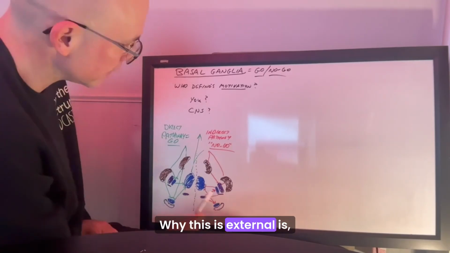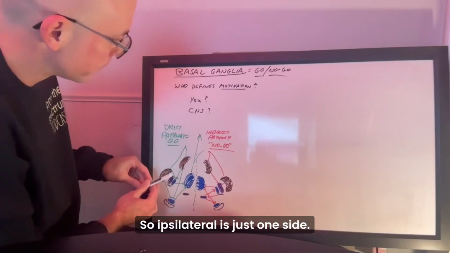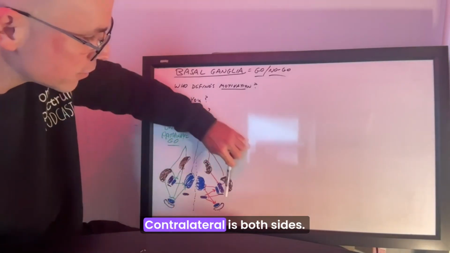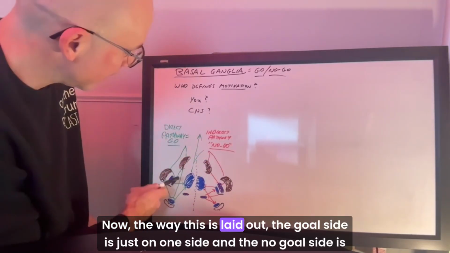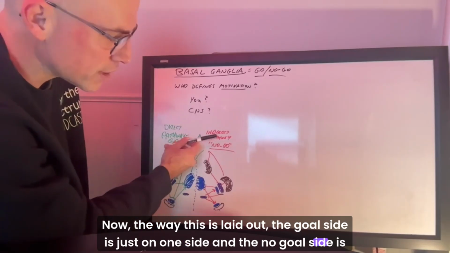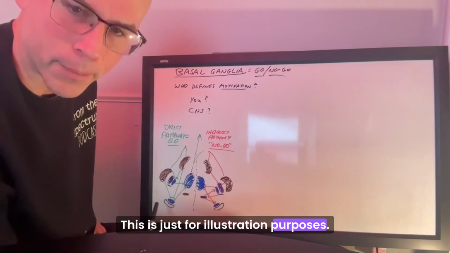Why this is external is this is the midline. This is right down the middle. So ipsilateral is just one side. Contralateral is both sides. Now, the way this is laid out, the go side is just on one side, and the no-go side is on the other side. That's not the way it works. This is just for illustration purposes.